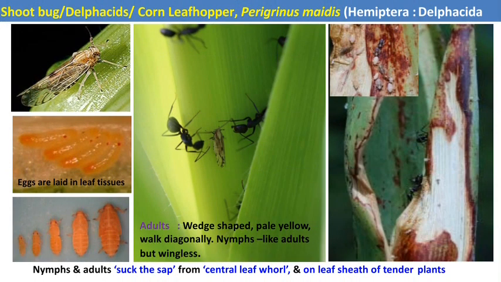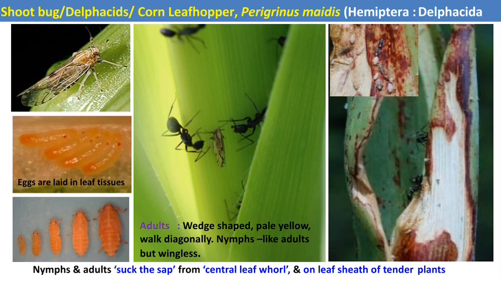Then next is a sucking pest, the shoot bug, also called Delphacids, also called corn leaf hopper. Peregrinus maidis is the scientific name. It is a hemipteran pest. A hemipteran pest has three different life stages: egg, nymph, and adult. And this is the major sucking pest of sorghum.